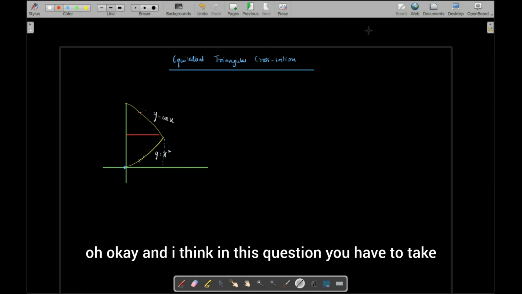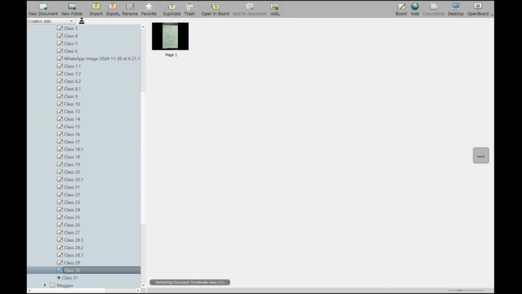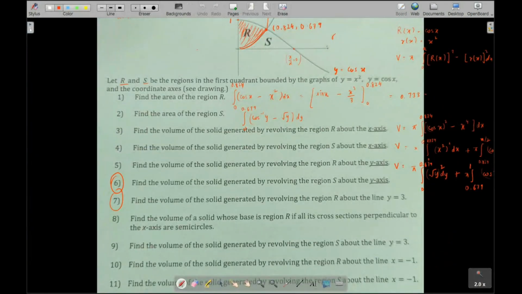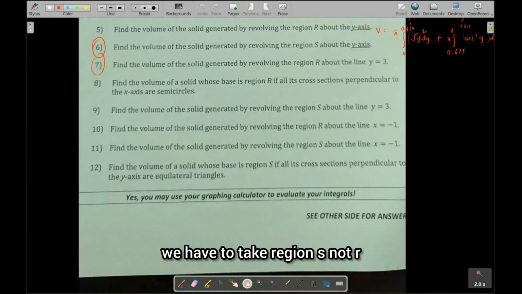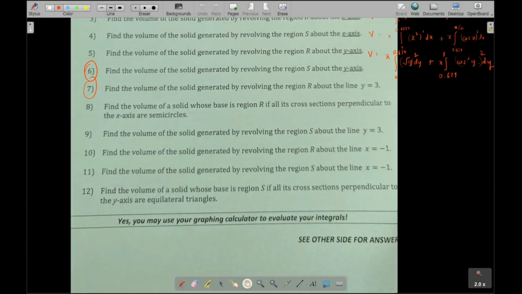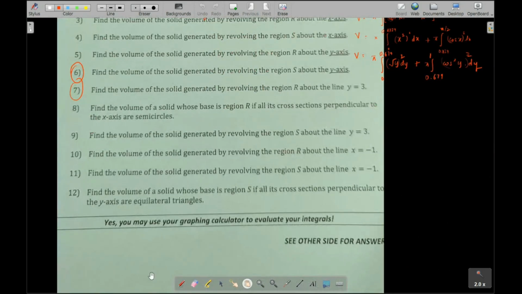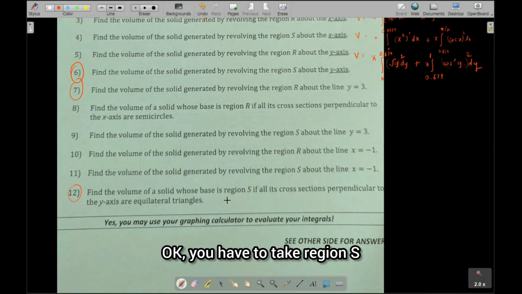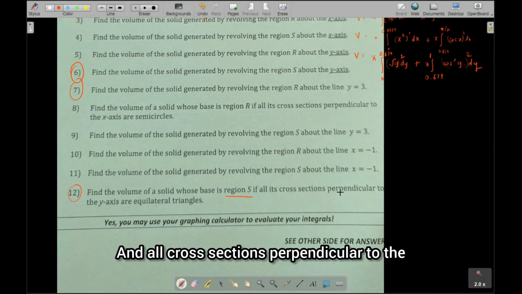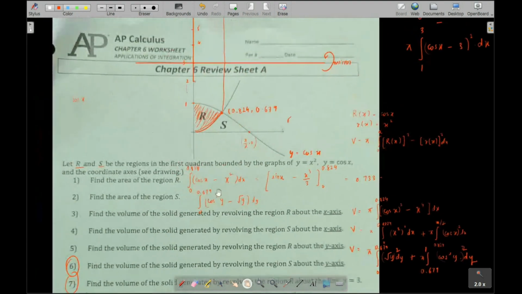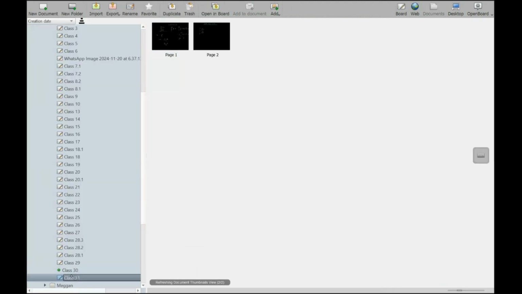And I think in this question, you don't have to take region R. You have to take region S, not R. For 12. Okay, 12. You have to take region S, and all cross sections perpendicular to the y-axis are equilateral triangles. So your region S is this. So you have to draw it.